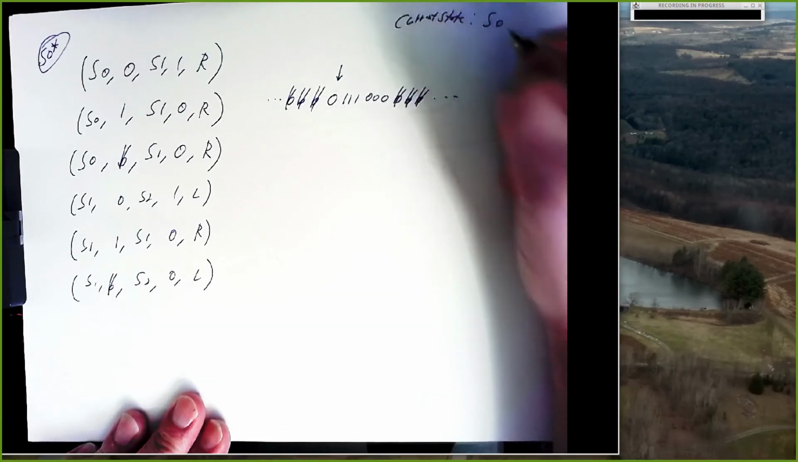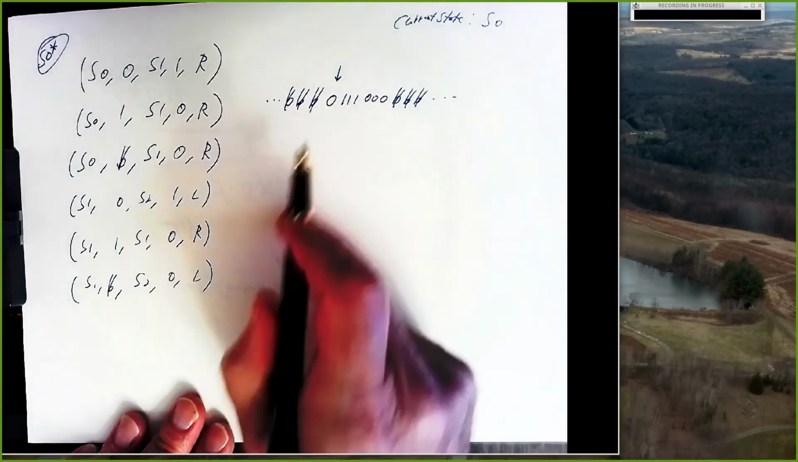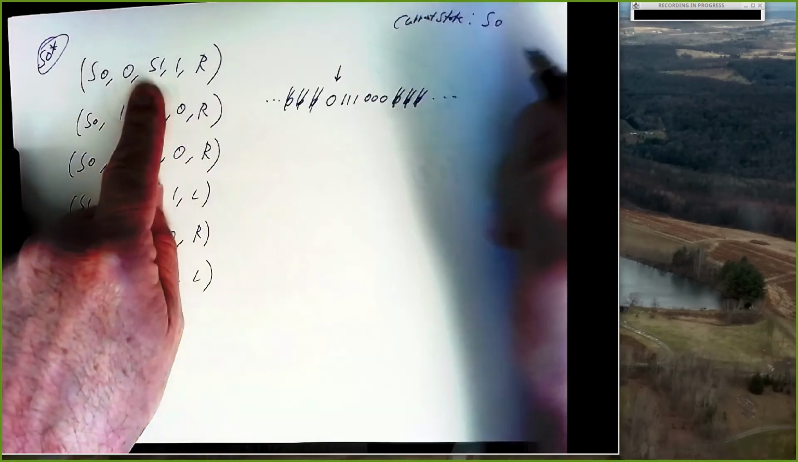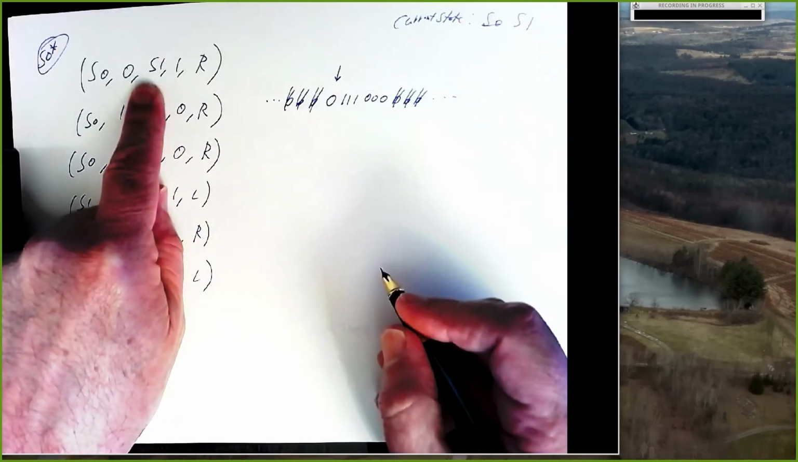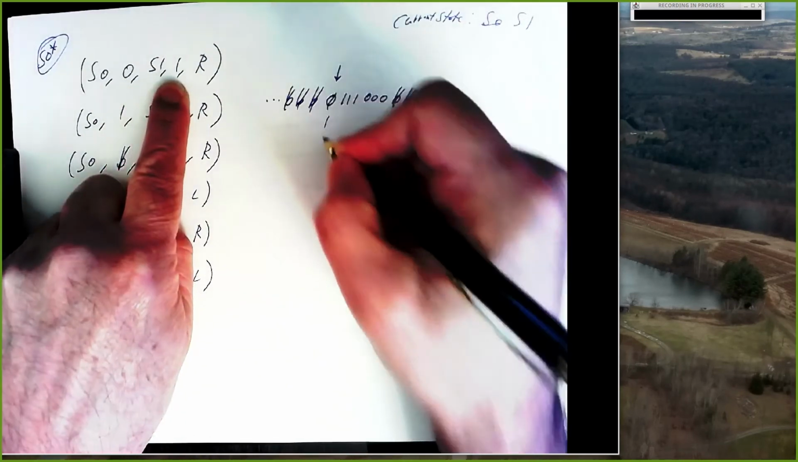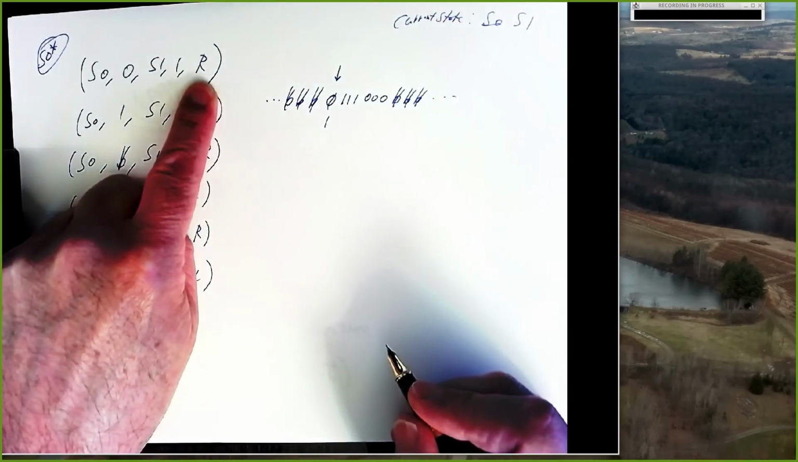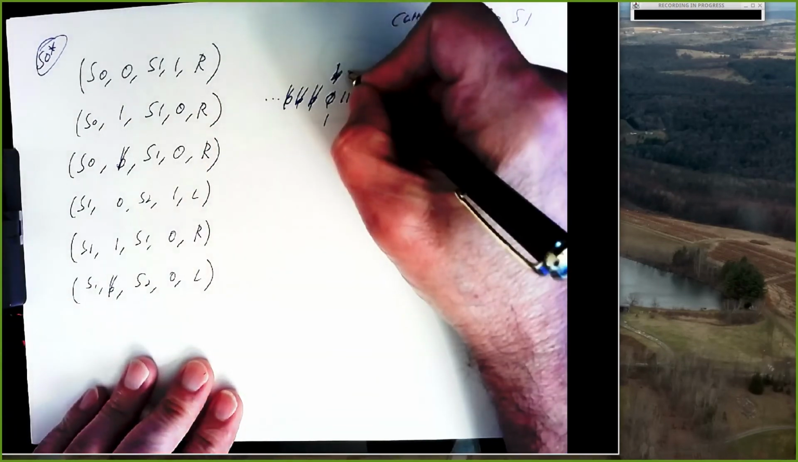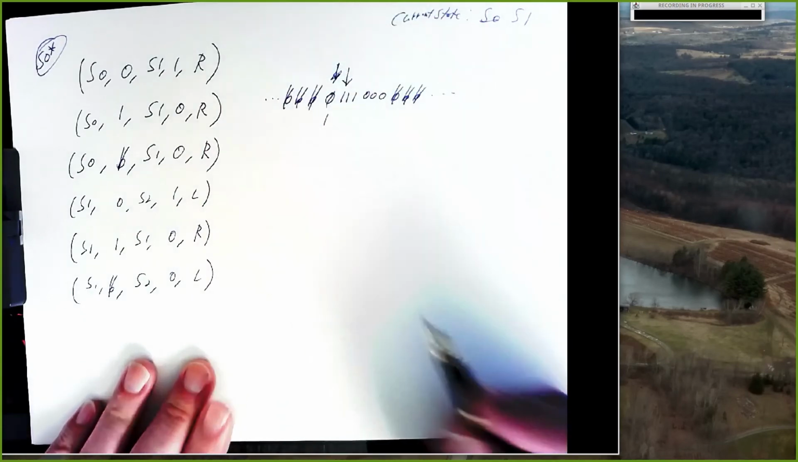And we're starting in state S0. Okay, we've got an S0 followed by a 0. It tells me we should do the following. We should change to state S1. We should change this symbol to a 1, and we should move to the right. So we change that 0 to a 1, and we move over here to this 1 right here.